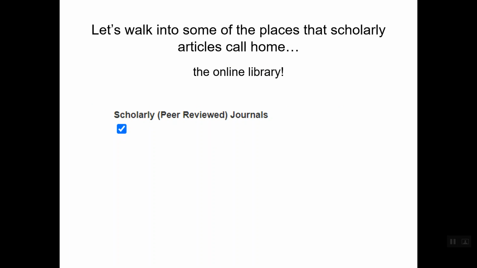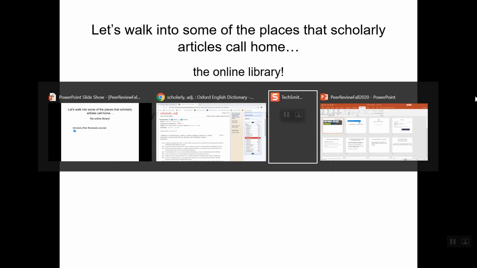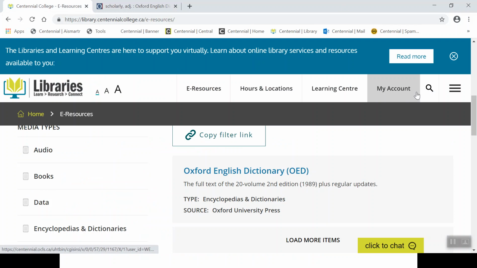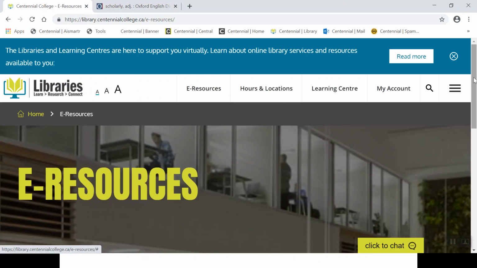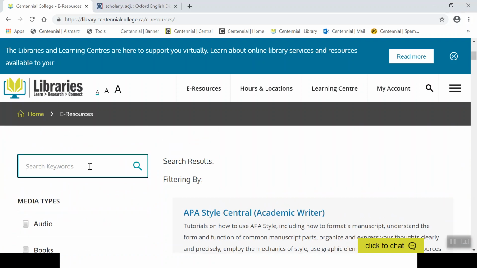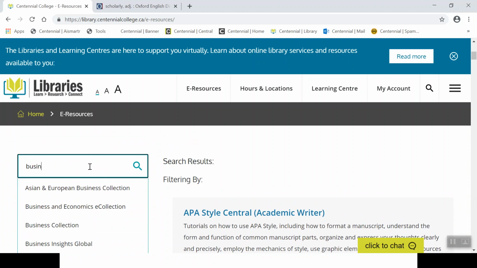Let's begin by walking into some places that scholarly articles call home, the online library. We'll migrate again to the library's collections. Let's change collections and go into Business Source Complete. Back at our eResources tab, we'll change collections. We'll try this, Business Source Complete.